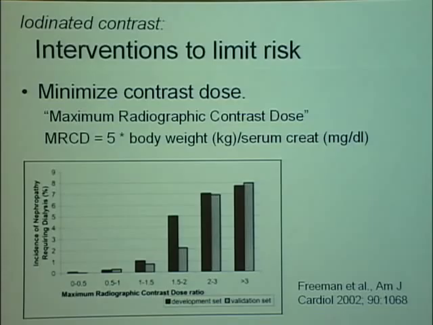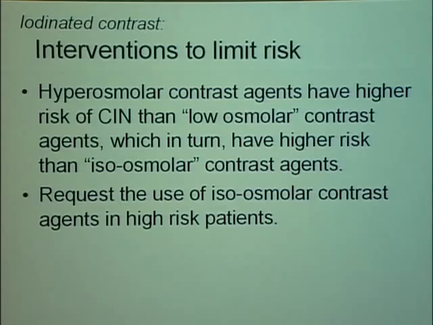So we can think about how much that is. If a person weighs 70 kilograms and they have a creatinine of 1, the MRCD is going to be 350 mLs. That's a lot. That's pretty generous. We rarely see patients get that much contrast in even fairly significant studies. However, if the patient's creatinine is 5, then the MRCD is simply their body weight, 70 cc's. That's hardly enough to do a cardiac cath with. So you can see that the dose of contrast is very important, particularly in people who have decreased renal function.